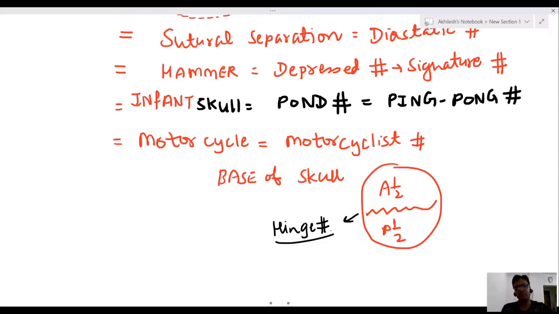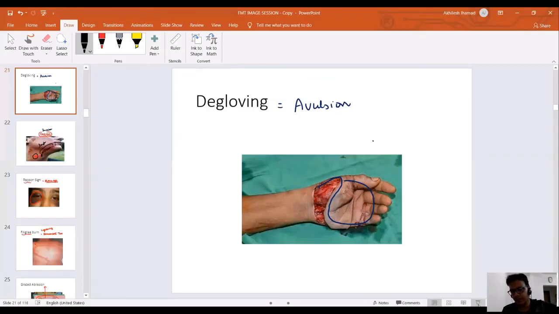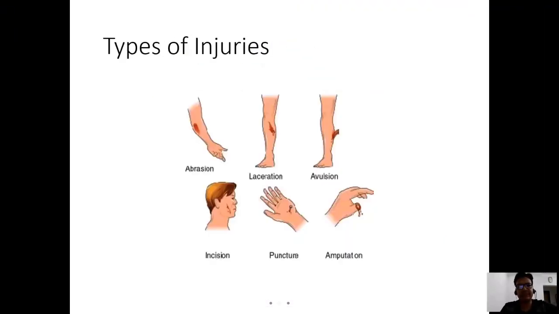Again, I'm revising. Most common bone is the temporal bone. Most common fracture is a linear fracture. Tangential bullet produces gutter fracture. Ring fracture surrounds the foramen magnum. Spider web is a comminuted fracture. Sutural separation is a diastatic fracture. Hammer produces depressed fracture or signature fracture. Infant skull bone has a pond fracture or ping pong fracture. Motorcyclist has base of skull fracture, divided into two halves, anterior half and posterior half.